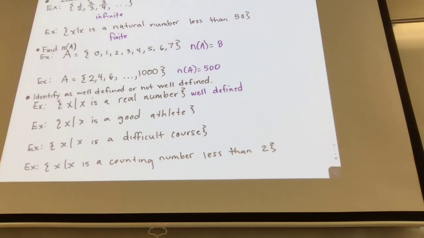What about the next one? X such that X is a good athlete. Well, I'm a coach, so my idea of what a good athlete might be is different than someone who doesn't play sports. So whenever it's X is a good athlete, that's not well defined because it depends on who you're talking to and what sport you're talking about. So this is not well defined.